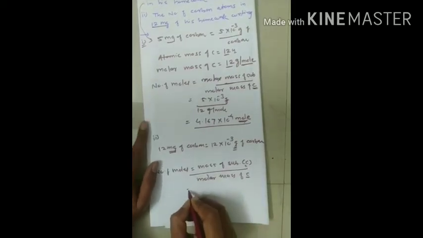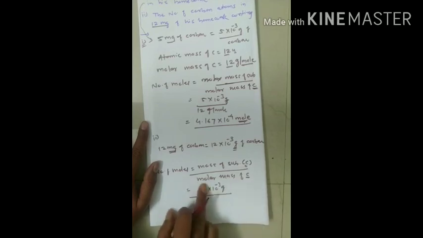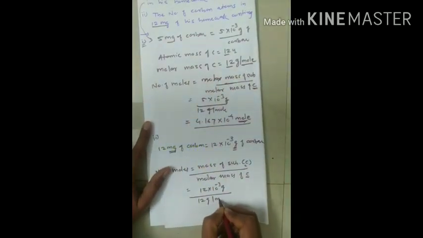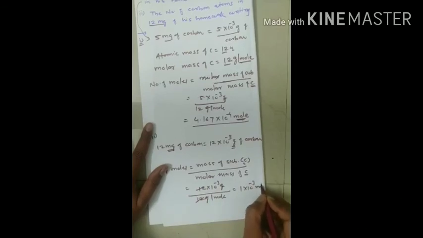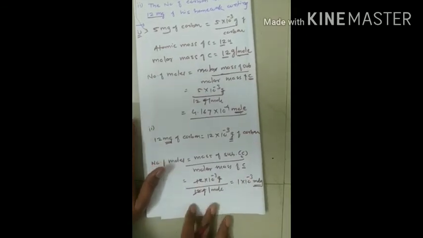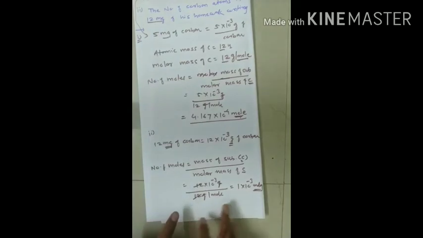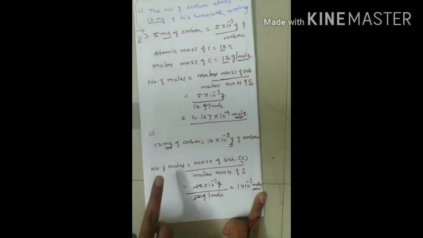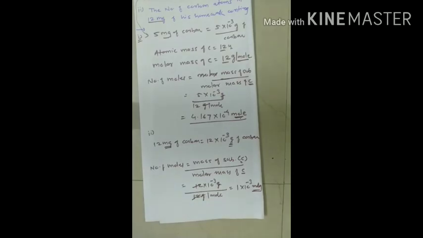The mass of the substance is given as 12 into 10 raised to minus 3 gram, and the molar mass of carbon, as we already discussed, is 12 gram per mole. The 12 gets cancelled out, and we get our answer as 1 into 10 raised to minus 3 moles. This means 12 milligram of carbon contains 1 into 10 raised to minus 3 moles. It is not atoms. Once we get moles, we multiply it by the Avogadro constant, which gives the number of atoms.